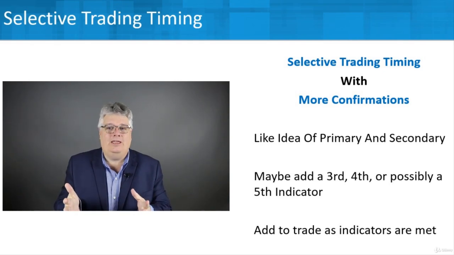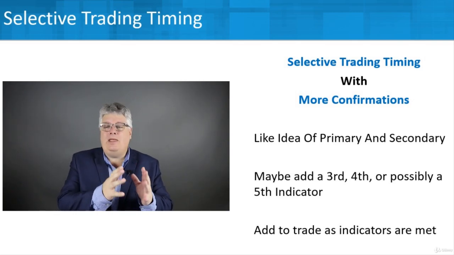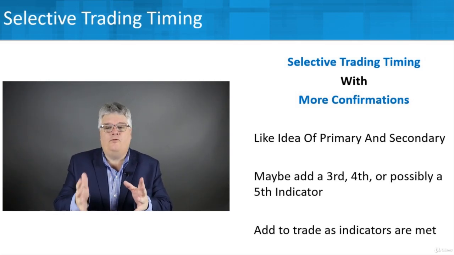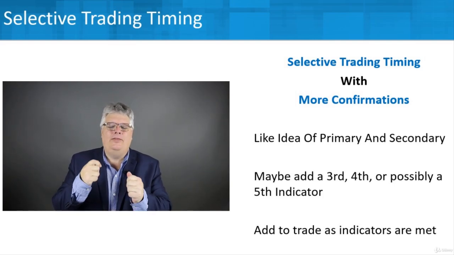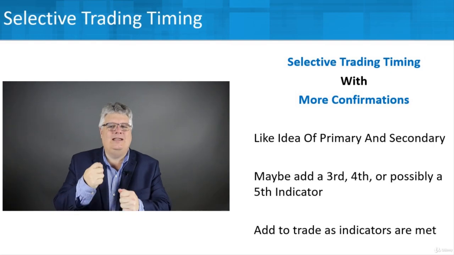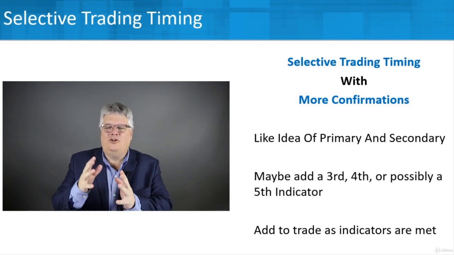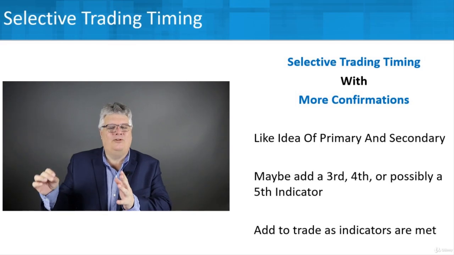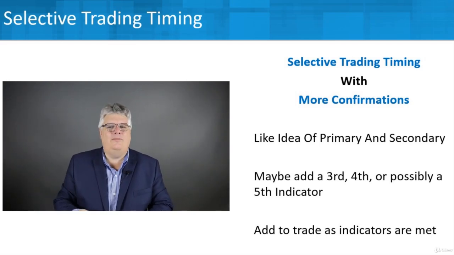So maybe you like the idea, I hope you do, of having a primary and a secondary. That's a real core concept of technical analysis. And maybe you might add a third or maybe a fourth and maybe a fifth. It's up to you as you develop your skills. But let's start with a primary and a secondary, and then you can add to the trade as indicators are met. So maybe you want a primary, a secondary, you're good with a third, but then you add a little bit more as your fourth and fifth indicators come in. If you want to approach it that way, that can be a great approach too, and use more indicators.